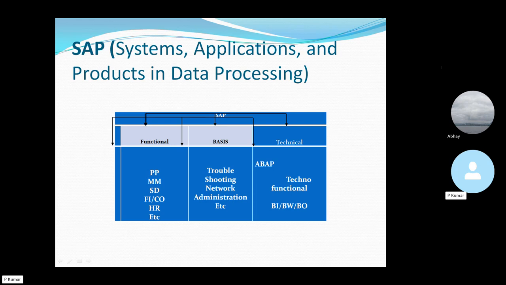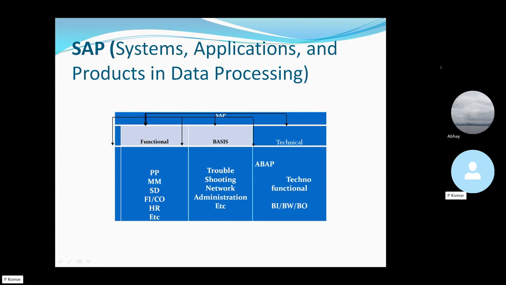As we know, there are multiple modules in SAP: functional, basis and technical. Under functional we have MM, PP, SD, FICO, HR. These are the functional modules. Basis is called troubleshooting or network administration. And third is technical. In technical there are two types of module. One is the ABAP module, that is pure technical. Another is called techno-functional, that is technical plus functional.